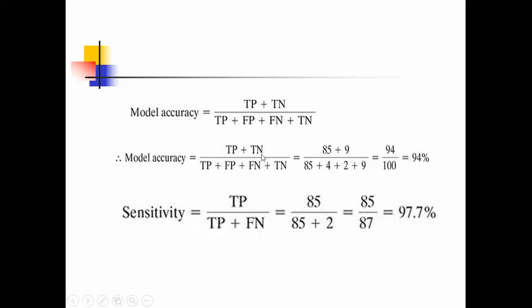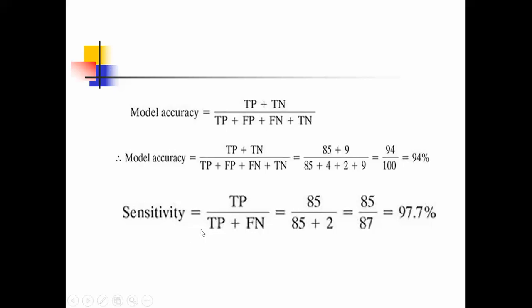So what are the true positives here? 85, and true negatives are 9. These 85 plus 9 is the total number of correct predictions, divided by the total number of samples. So our model will give 94% accuracy.